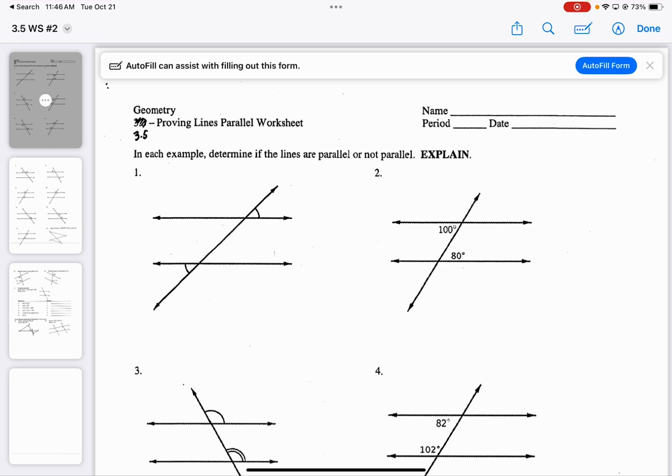And then these two. Not parallel, because that's their way of showing you that those angles are not congruent to each other, because they have a different number of arcs. I just put not parallel because consecutive interior is not. These are corresponding, not consecutive interior. So I would say corresponding angles not congruent, so not parallel.